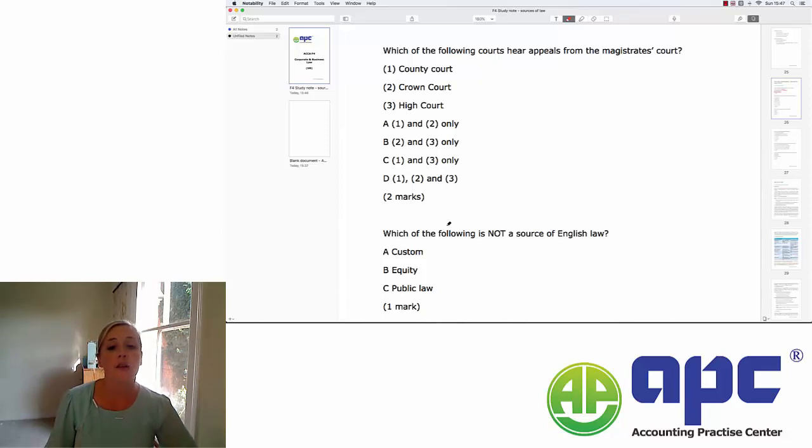Is it A, 1 and 2, the County Court and the Crown Court? Is it B, 2 and 3, the Crown Court and the High Court? Or C, 1 and 3, the County Court and the High Court? Or is it D, all 3 of them, the County Court, the Crown Court and the High Court? So I'll give you a couple of minutes to have a think about that one.